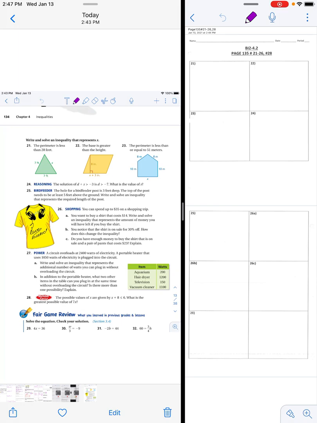Today in class, we were working through page 135 in the textbook. We are doing 21 through 26 and number 28. So go ahead and pull up the box page like I have, and you will probably want to pull up the textbook as well and go to page 135. And we will go through these together.